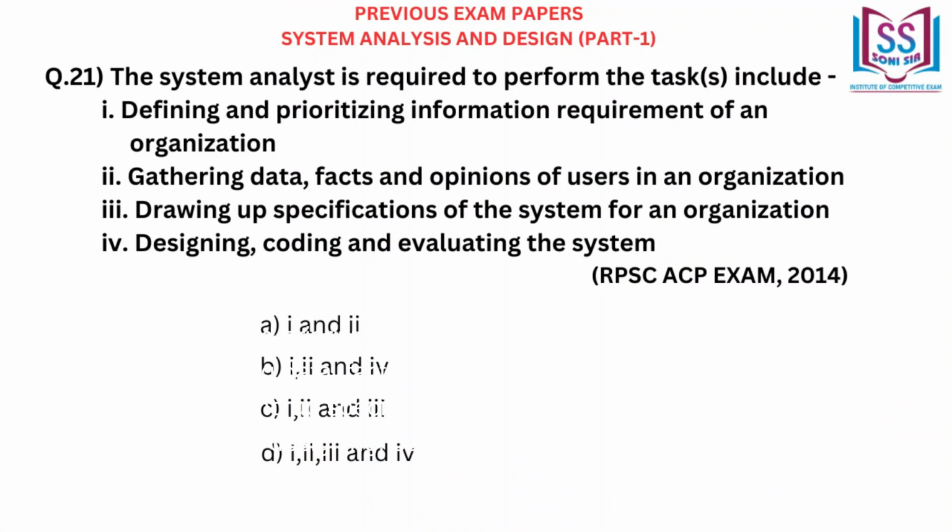The system analyst is required to perform the task or tasks include: 1. Defining and prioritizing information requirement of an organization. 2. Gathering data, facts and opinions of users in an organization. 3. Drawing up specifications of the system for an organization. 4. Designing, coding and evaluating the system. A. 1 and 2. B. 1, 2 and 4. C. 1, 2 and 3. D. 1, 2, 3 and 4. Correct answer C. 1, 2 and 3.